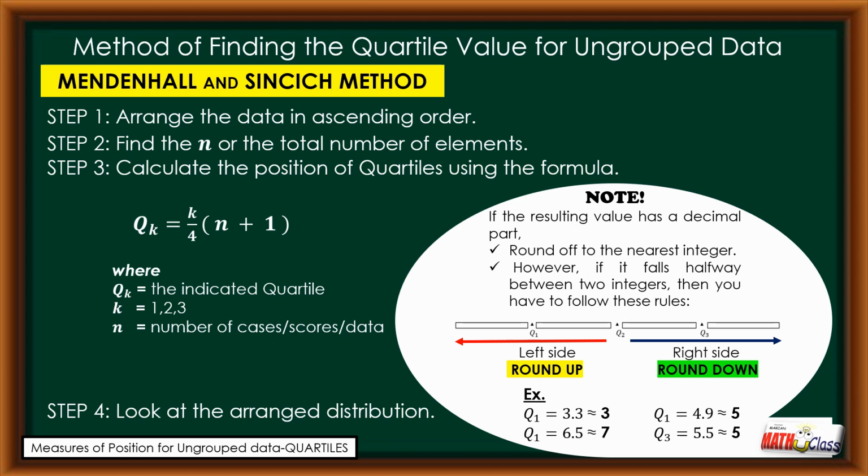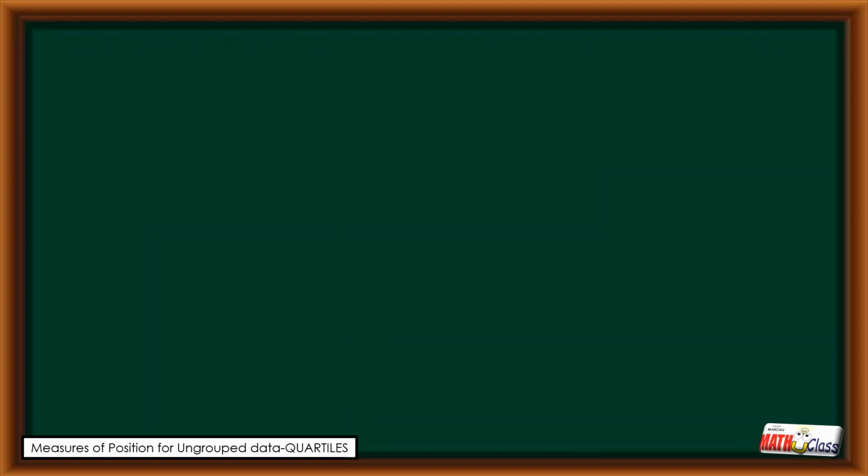For step 4, look at the arranged distribution. So you have to look for the value of the resulting element in step 3 in order to find the indicated quartile value. So now let us proceed to the example.